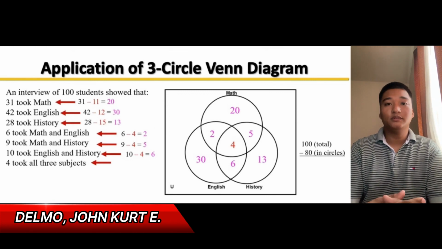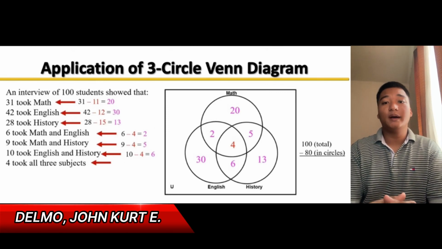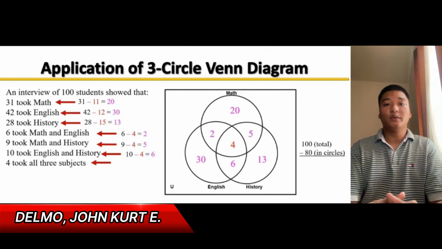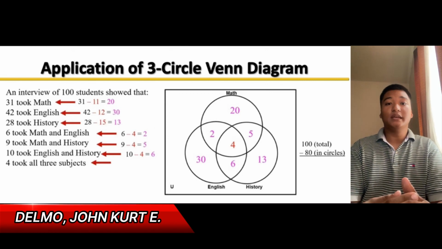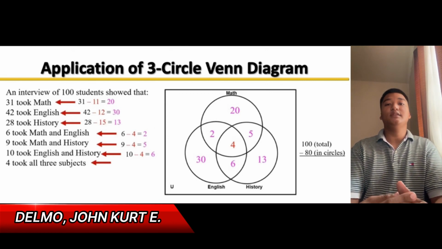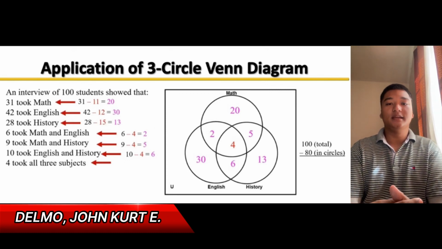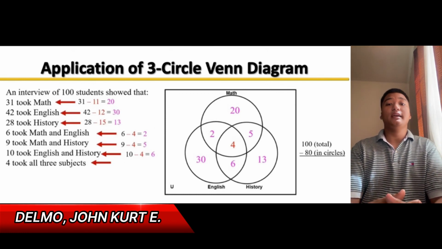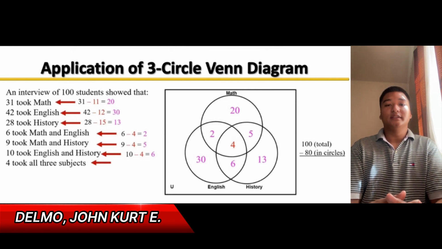So let's proceed to history. We have people already in history: 4, 5, and 6, which equals 15. And 28 took history. We subtract 15 from 28, which gives us 13 who took history only. So we got our Venn diagram partly. As you can see, the total number of students shown is only 80, so the other 20 students outside are those who didn't take any subjects.